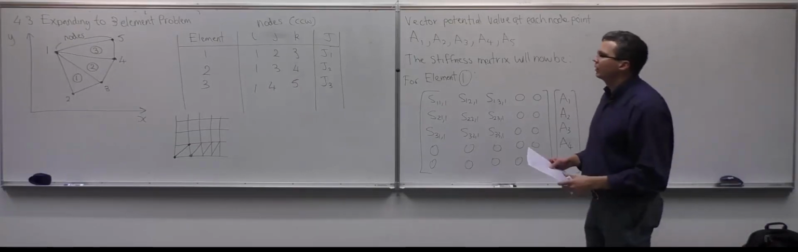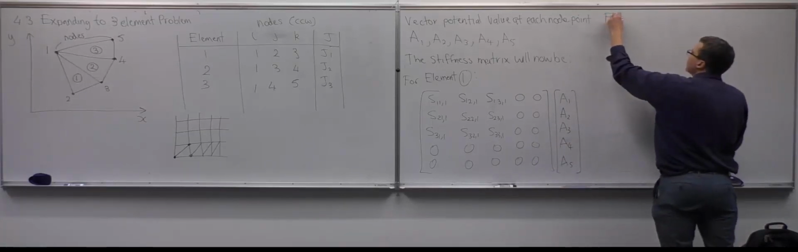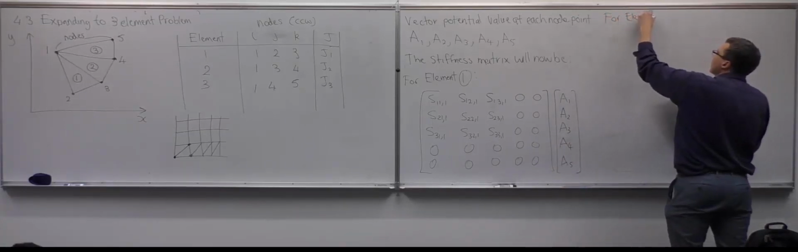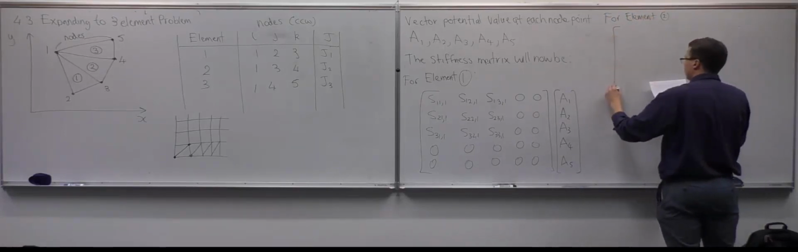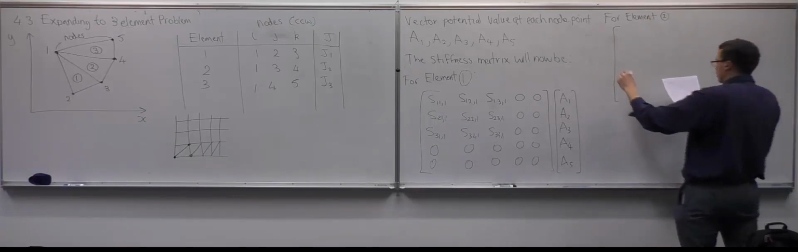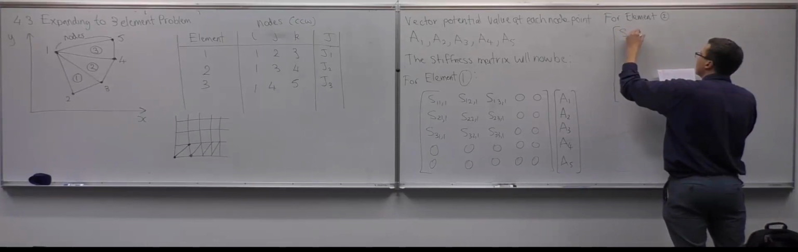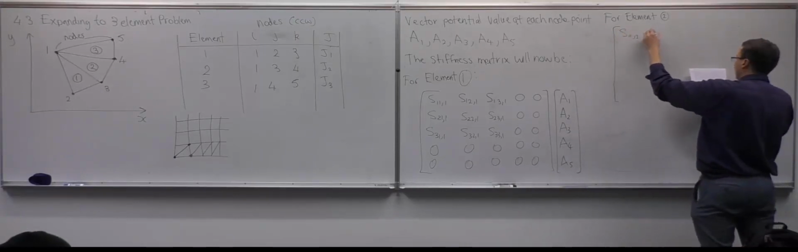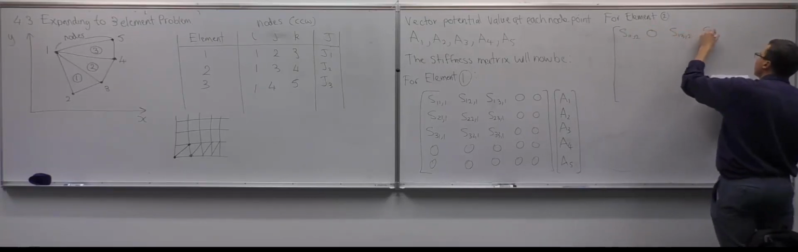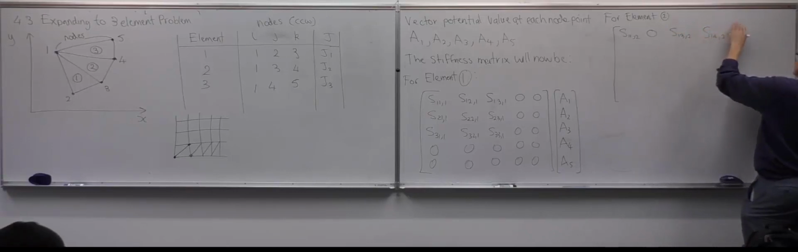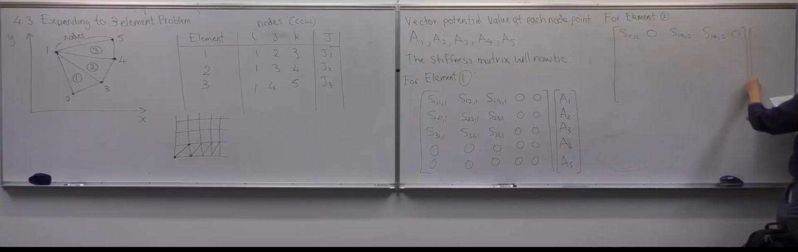Element 2 has nodes at 1, 3, and 4. So for element 2, we're going to have values at nodes 1, 3, and 4. So then we're going to have S11 2, then 0, and then S13 2, S14 2, and then 0, like that.